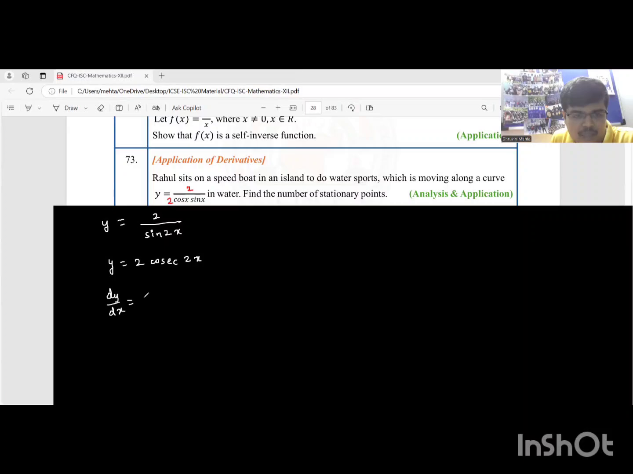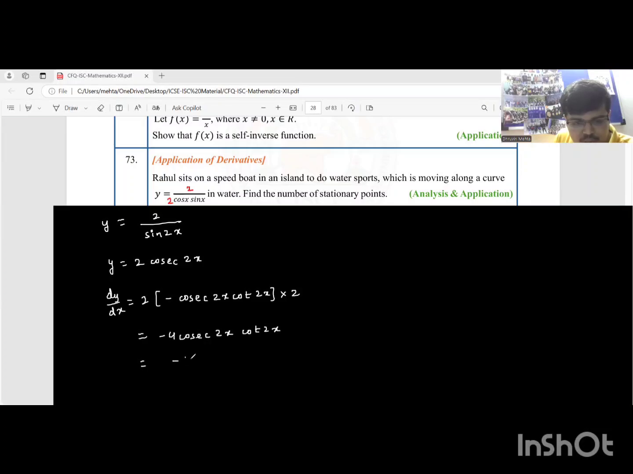Cosec has a direct formula. Derivative of cosec theta is minus cosec theta cot theta. So this is minus cosec 2x cot 2x into derivative of 2x, which is 2. So this is minus 4 cosec 2x cot 2x. Now we have to equate this with 0, students. Not many students may be comfortable with cosec and cot, so I'm going to convert this to sine and cos, which is not mandatory. If you're comfortable with cot and cosec, go ahead and finish the sum. You'll get the same answer.